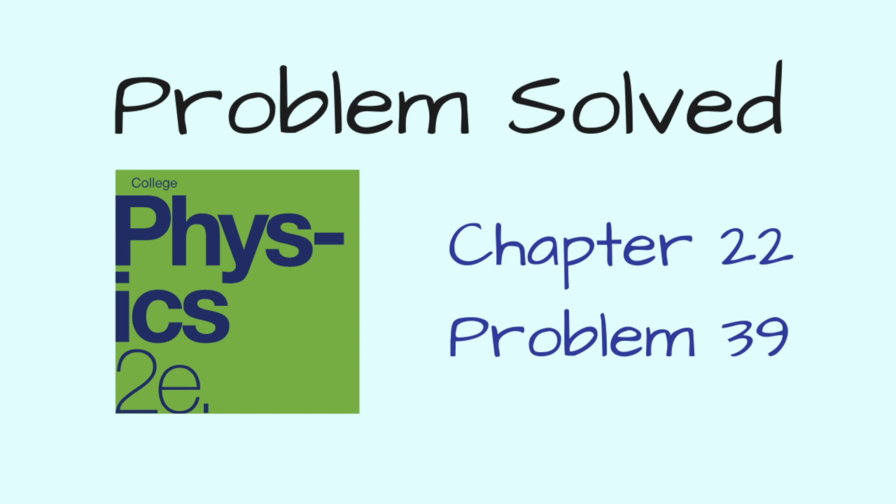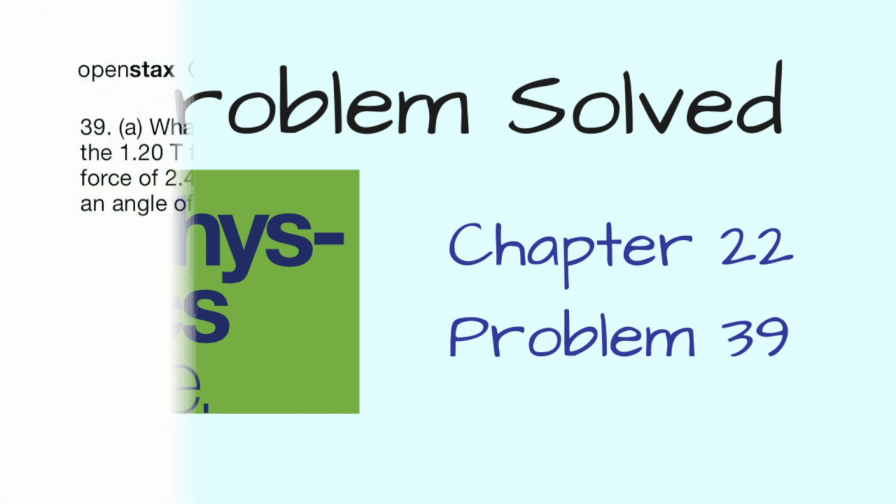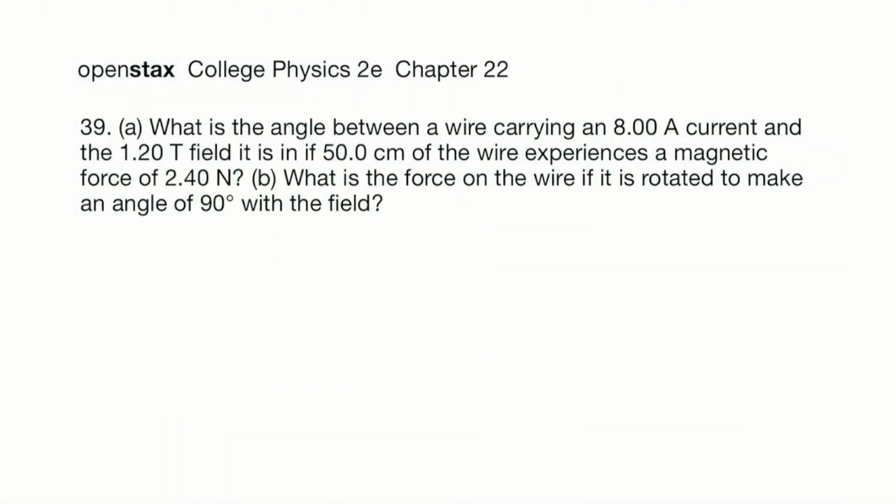Welcome. In this video, we are going to take a look at problem 39. It is from chapter 22 of College Physics 2E by OpenStax. We need to find the angle between a wire that carries a current and the field it's in. We know the length of the wire and we know the magnetic force.